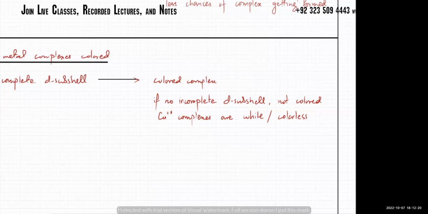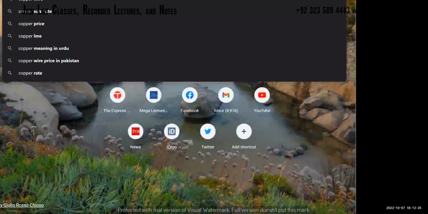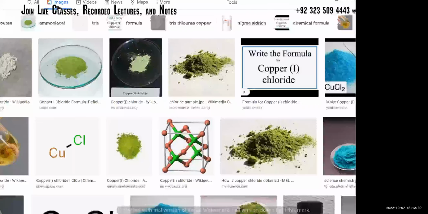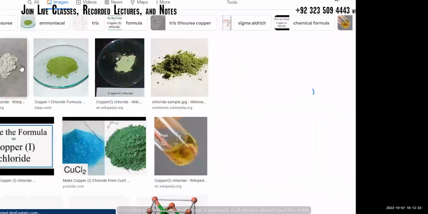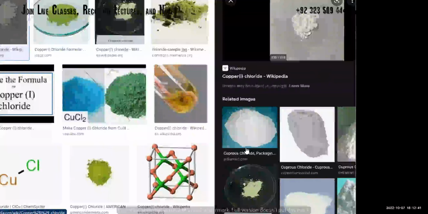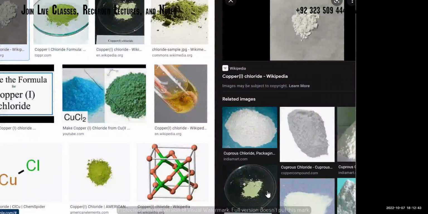For example, copper 1 chloride, let's say. If you look at copper 1 chloride, this is copper, and this is copper 1 chloride and that's white in color. In some salts colors appear because not all of it is copper 1; there would be some copper 2 as well, but pure copper 1 chloride is going to be white in color. Copper 2 chloride will actually be colored. So copper 1 is white.